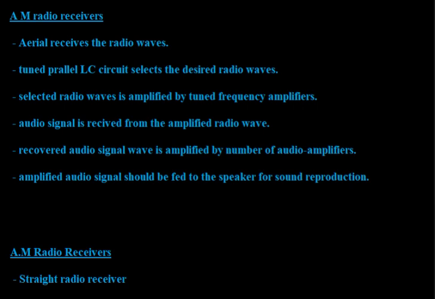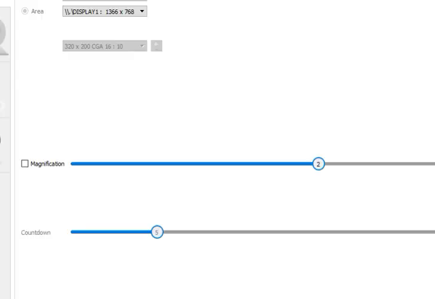The first step, I told you, the antenna at the receiving station will intercept the radio waves passing through it, so that it absorbs or captures the radio waves passing through it. So the first step is the aerial or the antenna of the receiving station receives the radio waves.